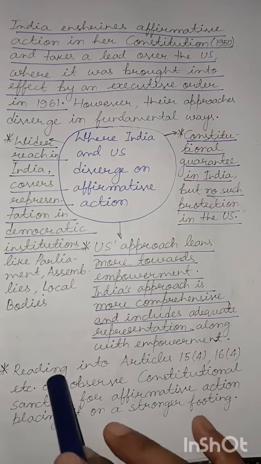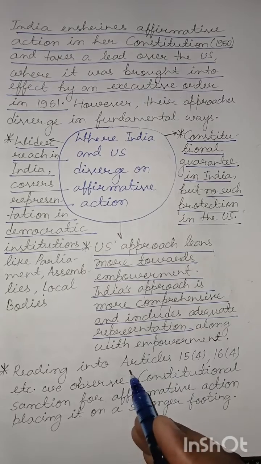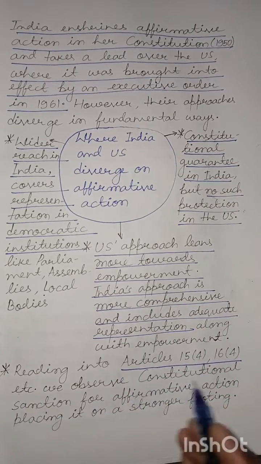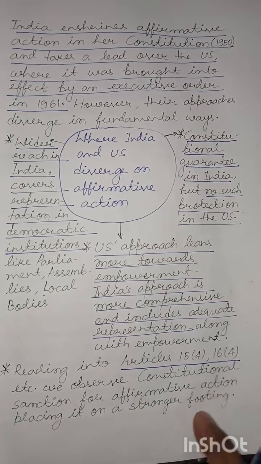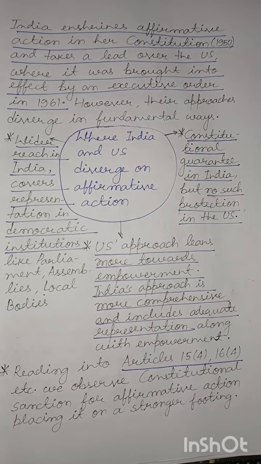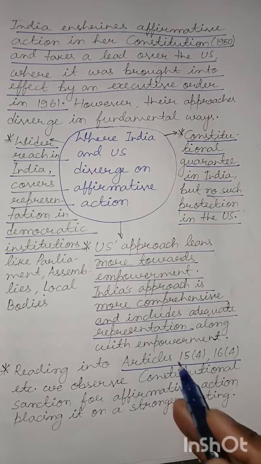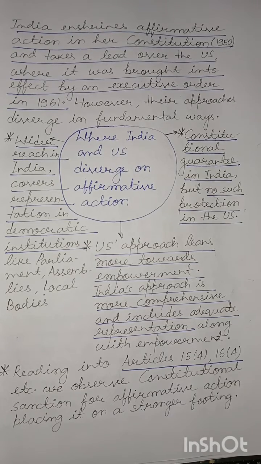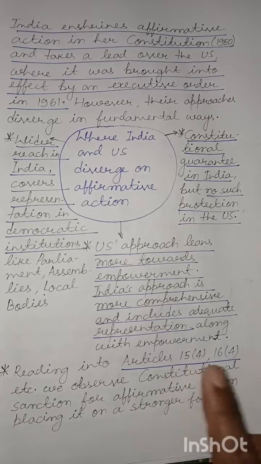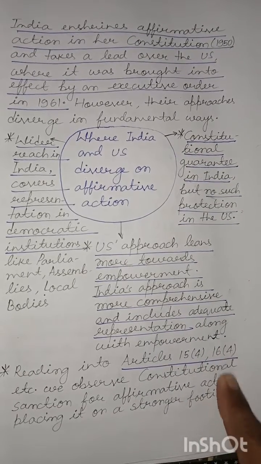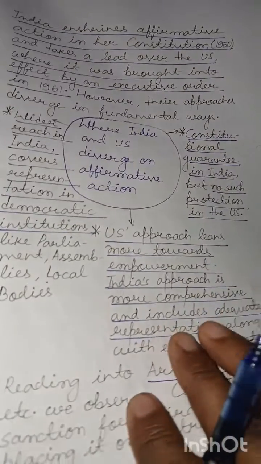Now, explaining these points, if we were to read into the articles, for example, Articles 15(4), 16(4), etc., we observe constitutional sanction for affirmative action, placing it on a stronger footing, because the entire system of affirmative action has constitutional guarantee and constitutional sanctity. It is indeed in a strong position compared to the executive order system that is the origin of affirmative action in the US. And again, we do not have to explain what Articles 15(4) and 16(4) do, but briefly, Article 15(4) talks about special treatment, even going beyond the requirement of absolute equality, for the benefit of Scheduled Castes, Scheduled Tribes, as well as the backward classes. And 16(4) talks about some form of reservation for these sections in the public services.